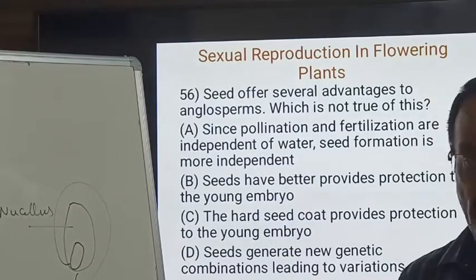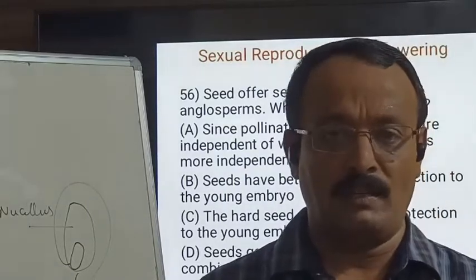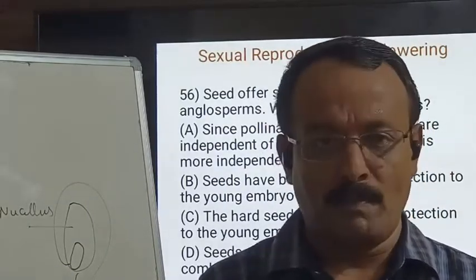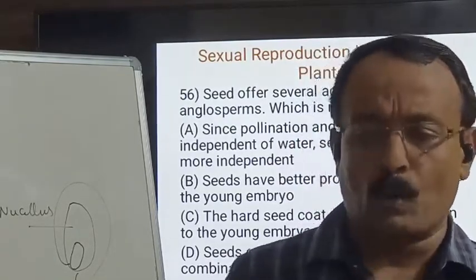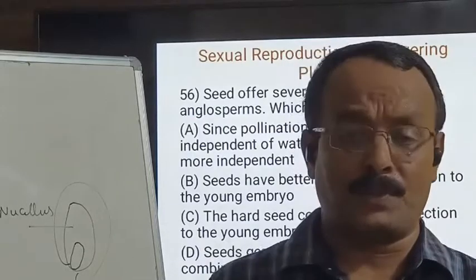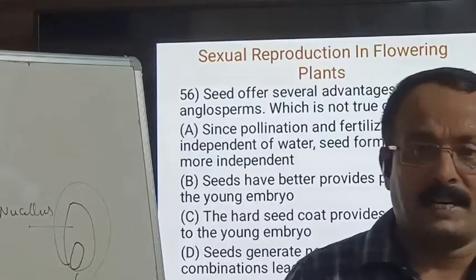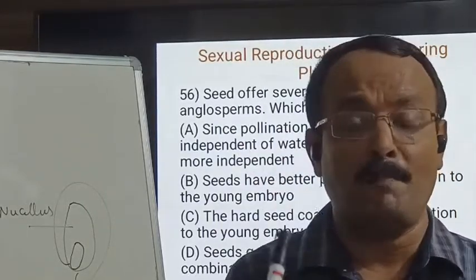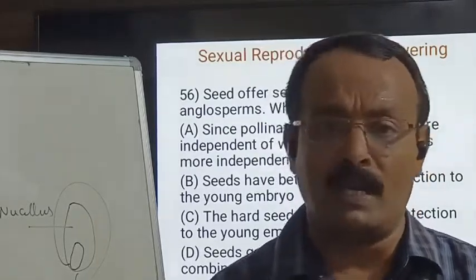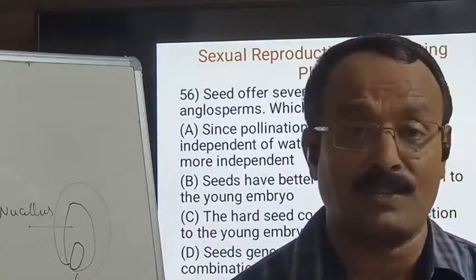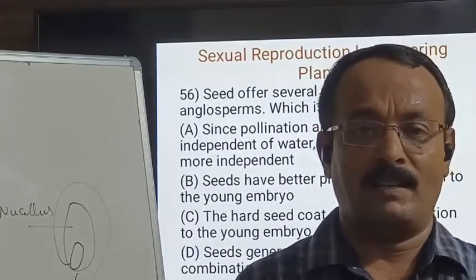Seed formation is dependent because after fertilization, seed is formed. As the seed forms, the process of seed formation continues. The seeds lose water content. It gets dehydrated and retains only 10 to 15% of the water content. At that time, the embryo present in the seed goes into a period of rest, and that is called dormancy.